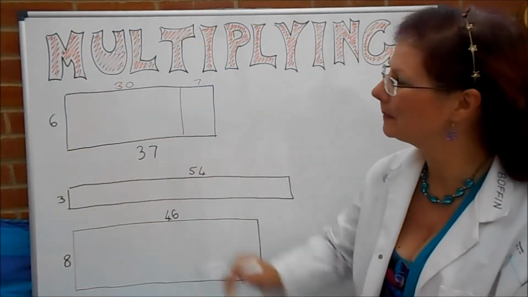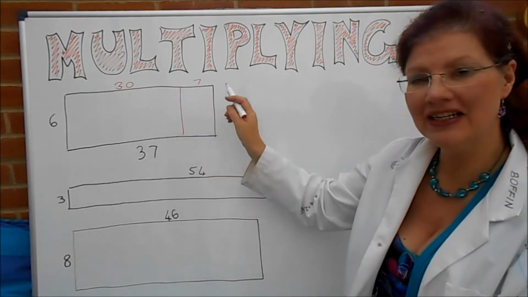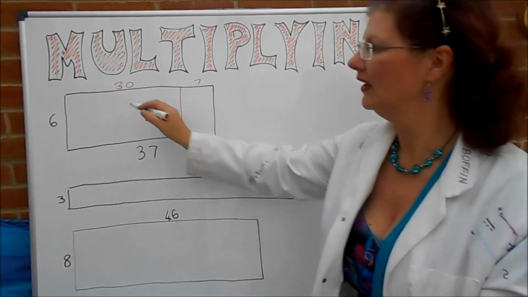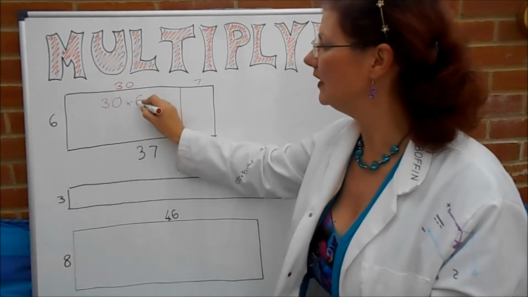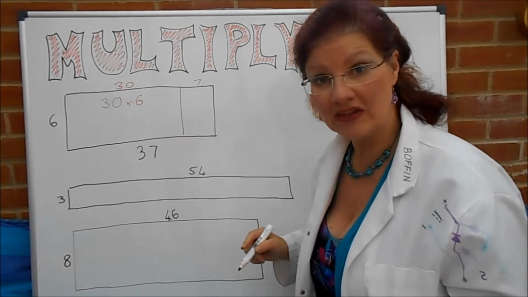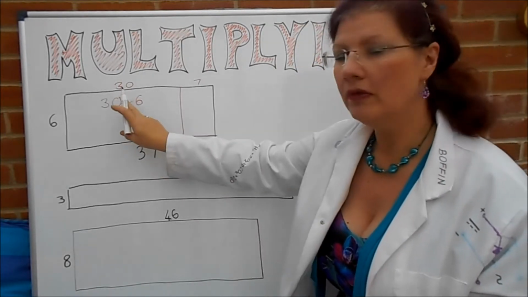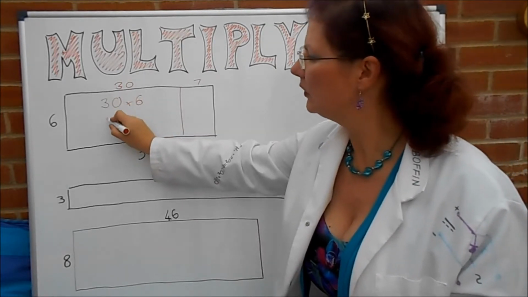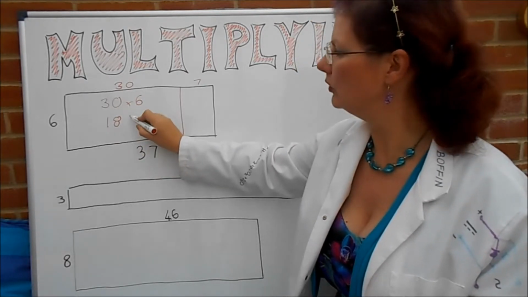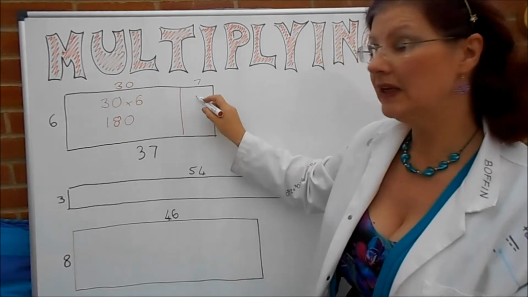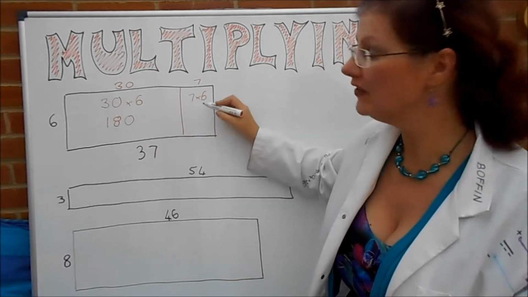Here we go then. The top one, we have it split into a 30 and a 7 to make 37. So this piece is 30 times 6. You could write 6 times 30, that's fine as well. 30 times 6, right, how much is that? Well, 3 times 6 is 18 and an extra naught. This bit is 7 times 6. 7 sixes are 42.